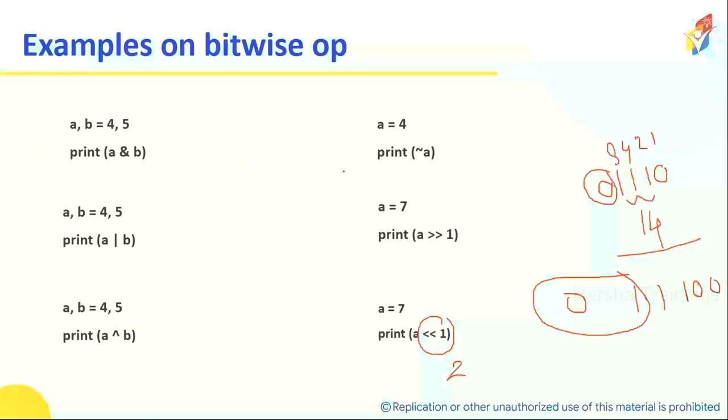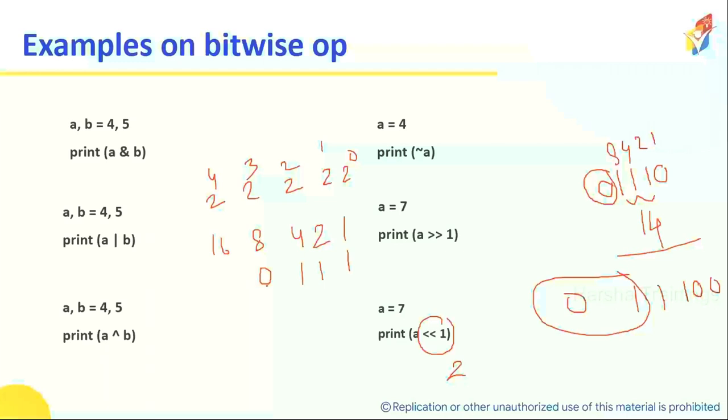Now, for that, let us take 5 numbers. 2 power 0, 2 power 1, 2 power 2, 2 power 3, 2 power 4. 2 power 4 is 16. 8, 4, 2, 1. Now, write this number. 0111. Is it okay? Now, if I want to have 2 bits left side, so what I will do? 2 bits, I should go left side.